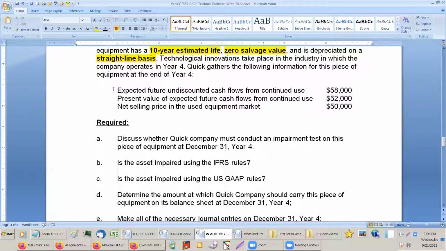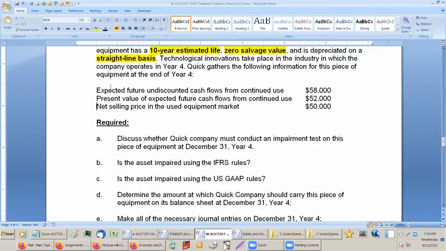All right. So the cash flows, the undiscounted cash flows. This is what you use for GAAP to see if it's impaired. The expected future value, the present value of the cash flows, the discounted cash flows. This is for IFRS to see if it's impaired.